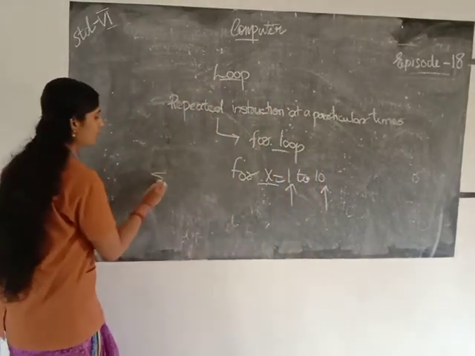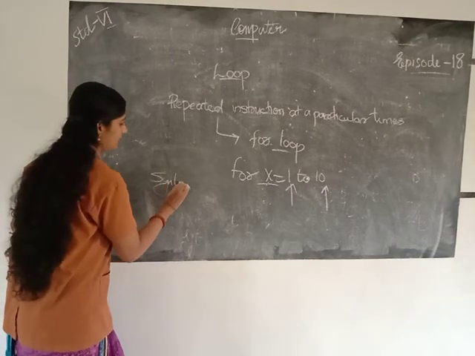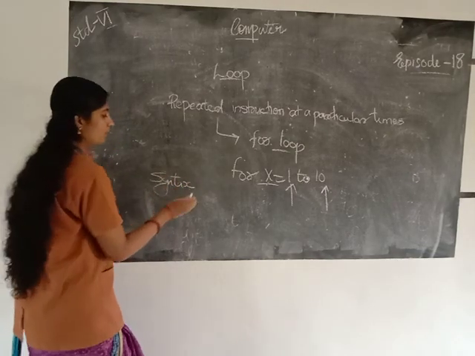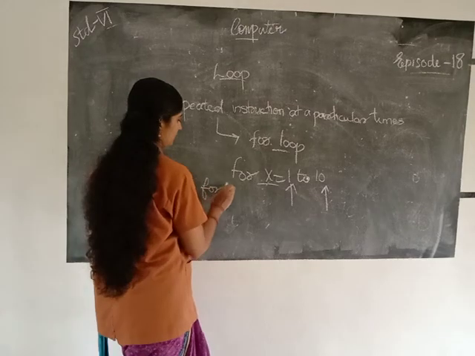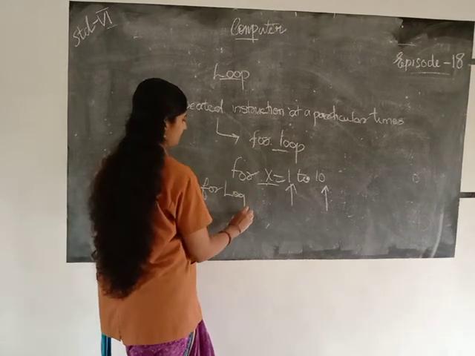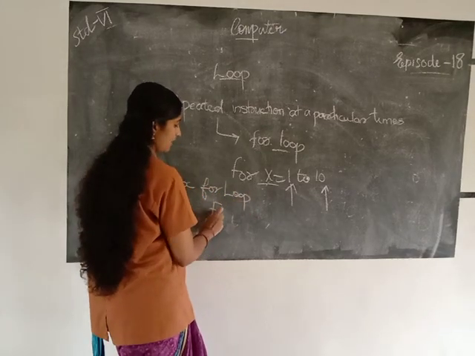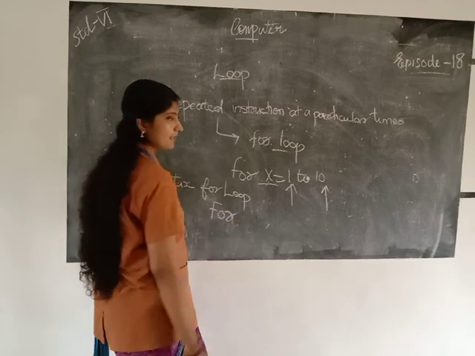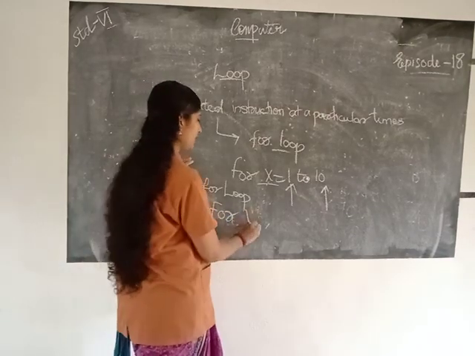So the syntax for the for loop. The keyword is FOR. Then next, the variable.